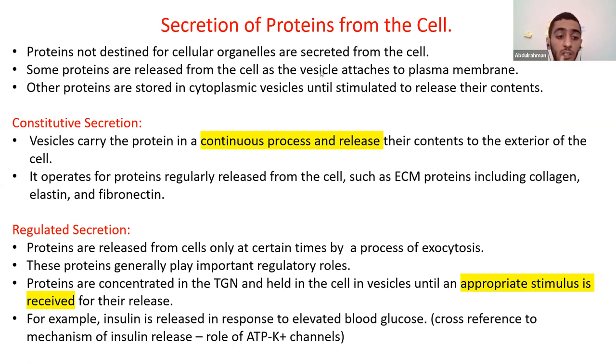In regulated secretion, the protein is made only when there's a stimulus. An example would be insulin. Insulin would only be made when there is an elevation in blood glucose, because that changes the receptors. Only when there is an elevation of blood glucose can the insulin be released outside the cell. So it's referred to as regulated secretion. And that's all for the slide.